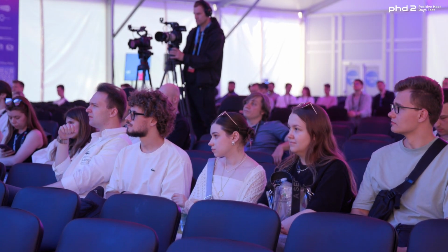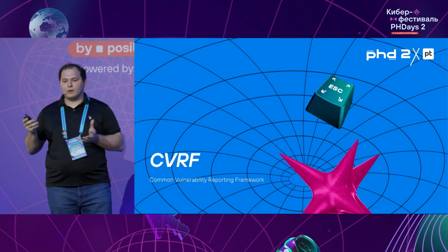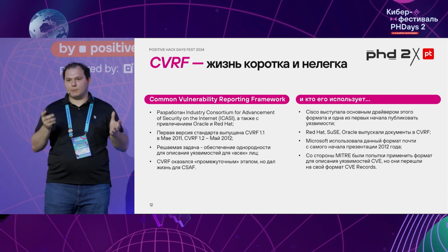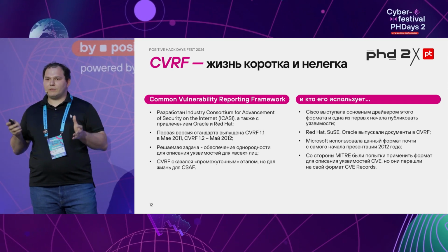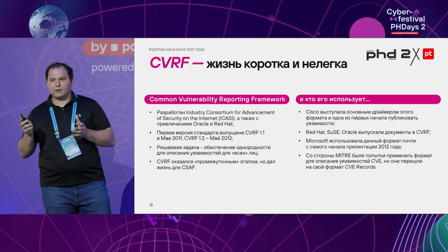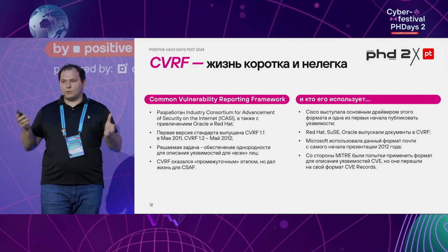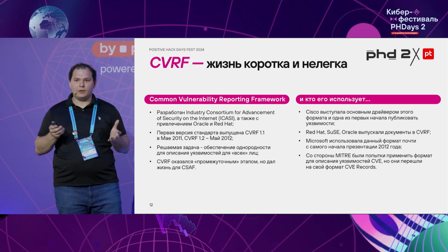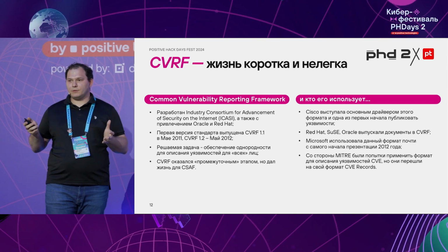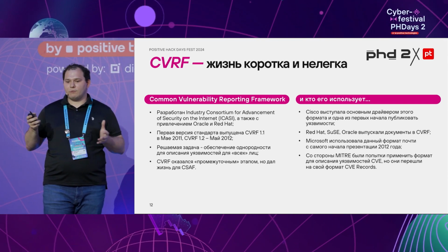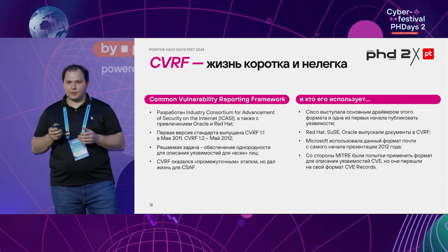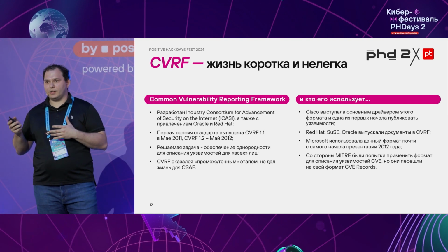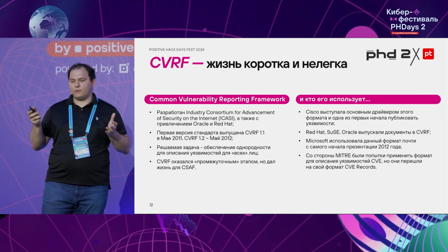And the next format is Common Vulnerability Reporting Framework. Okay, this format was developed by another consortium, and the major driver was Cisco, and they published vulnerabilities in this format. Then they were joined by Red Hat and Oracle and Microsoft, so they are still issuing bulletins in this format with some adaptations. So, an important thing to mention, the format wasn't mature from the start.